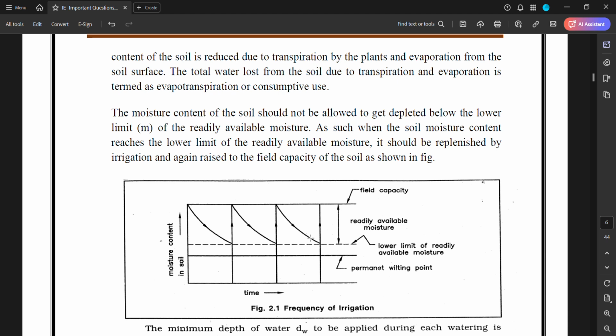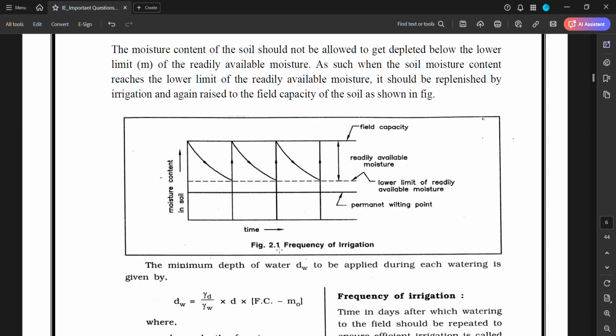The moisture content of soil should not be allowed to get depleted below the lower limit of the readily available moisture. As such, when the soil moisture content reaches the lower limit of the readily available moisture, it should be replenished by irrigation and again raised to the field capacity of the soil, as shown in the figure. This is a figure for the frequency of irrigation.